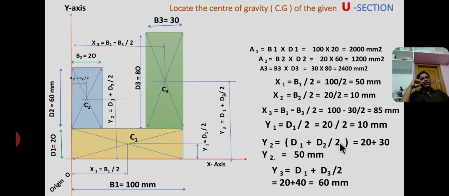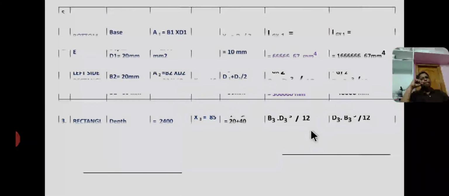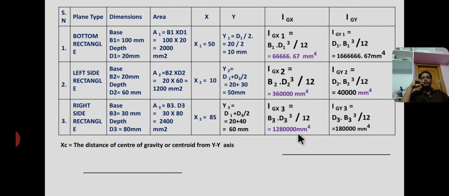Now in next slide I have written these values in tabular form. Okay, x is the distance of centroid from y-axis, y is the distance of centroid from x-axis. These are the section numbers, plane types, individual dimensions, and individual areas. X and y values are the distance of centroids from x and y axis, and Igx, Igy are the area moment of inertia about centroidal axis. Okay, Igx equal to bd cube by 12, Igy equal to db cube by 12.